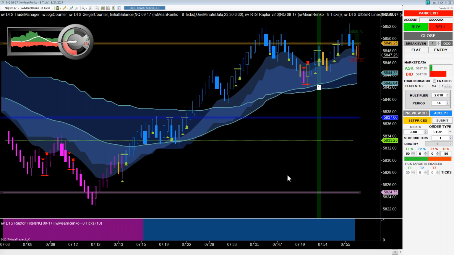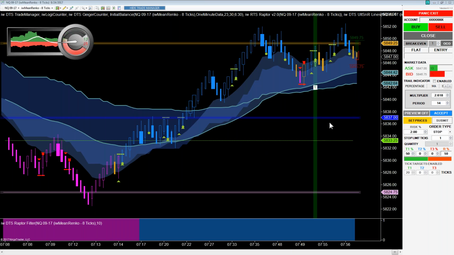Be careful. The rest of the session could be a little bit sideways, but a move lower, not out of the question, and maybe even a retest to these highs at 58.52.